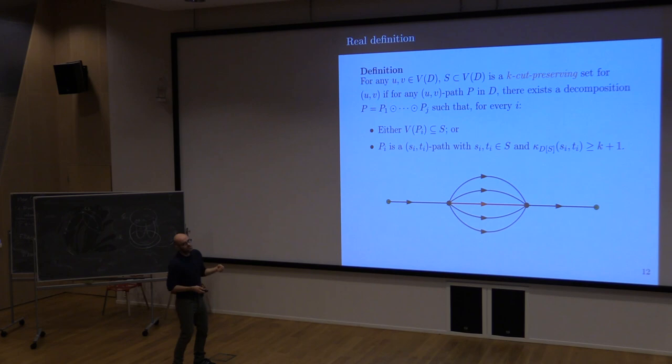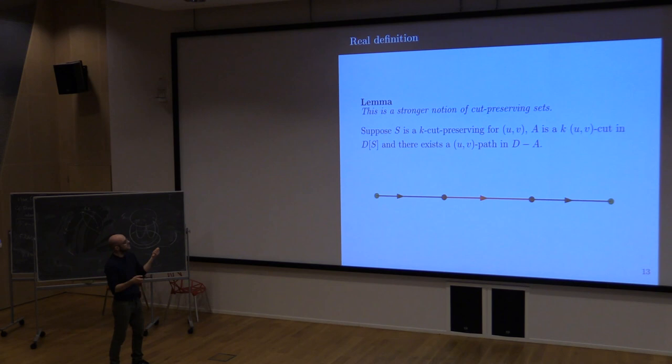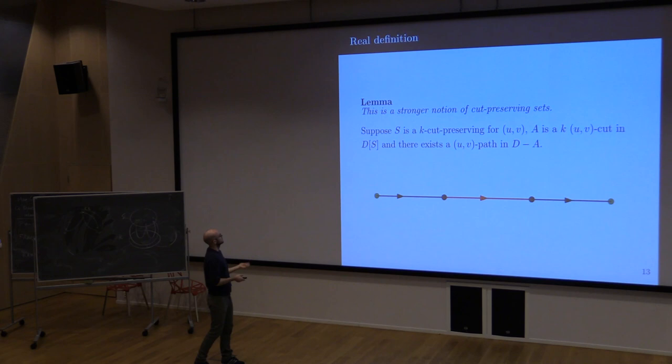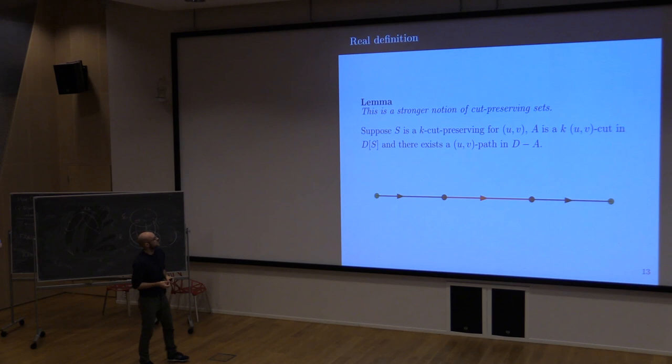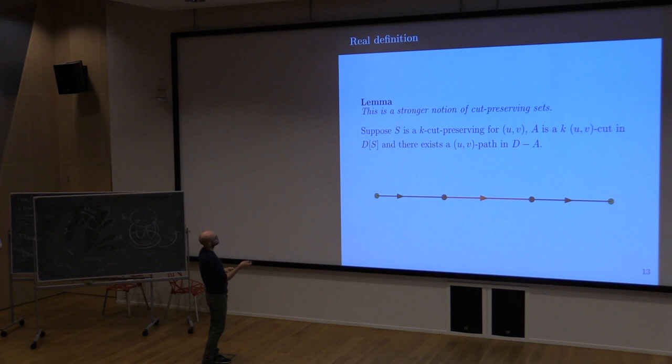I won't do it, but just let me show you first that this definition indeed is a stronger one. So it implies the previous one. So you suppose that S is a k-cut preserving set for U, V, then we want to show that all the cuts smaller than k in D_S are cuts in D, basically. So you suppose it's not the case.